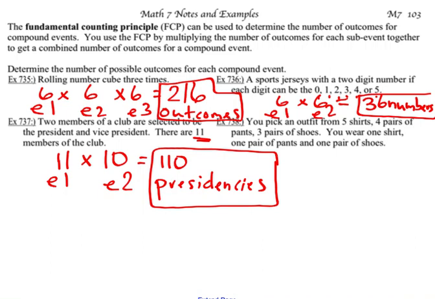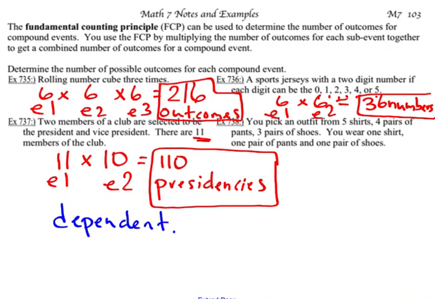Okay. Notice when using the fundamental counting principle on a dependent event such as this, you just figure out how many ways the event can occur, but you do it with the assumption that the previous event has already occurred.